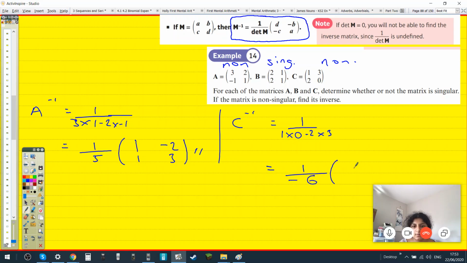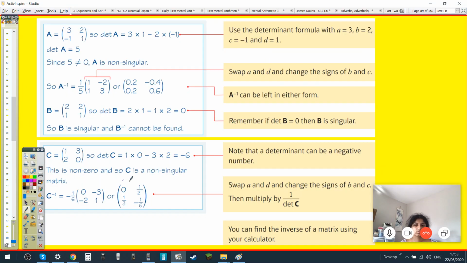And then the inverse 0, minus 3, minus 2, 1. Looks good. Minus 6, 0, minus 3, minus 2, 1. And here they actually expanded it, like they multiplied it by the scalar, but whichever way you prefer. B inverse cannot be found, and then that one was there. Any questions about that? No.